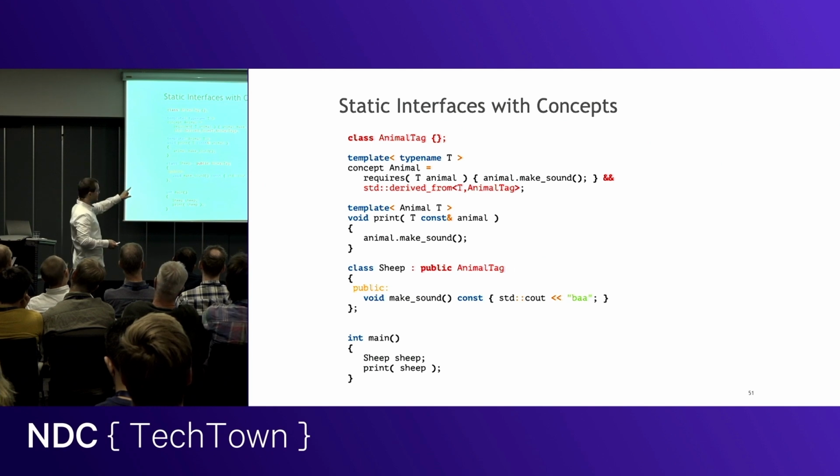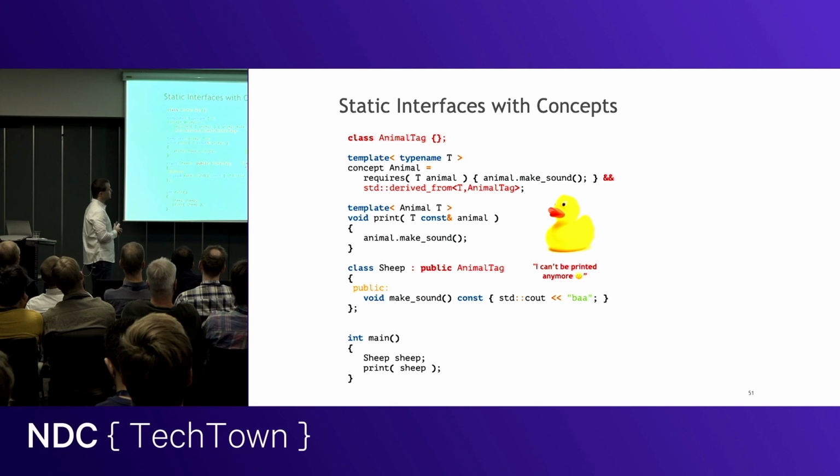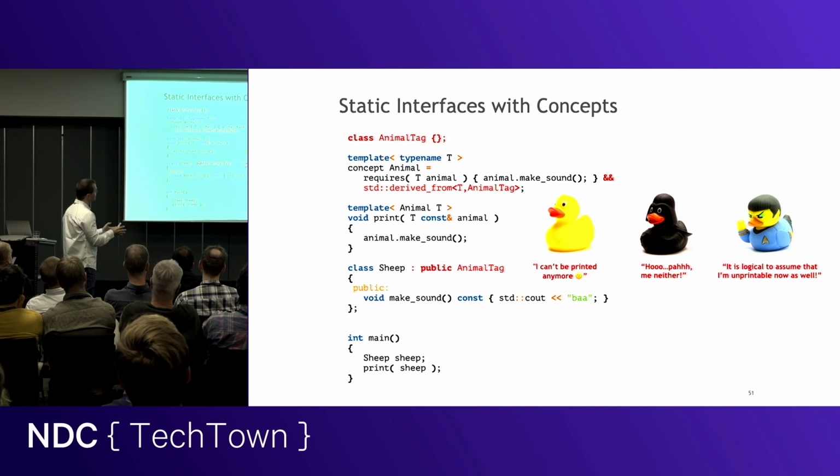And that's exactly what static interfaces are about. It's about creating this family of types, a specific group of types that opts into being an animal. And now this poor guy cannot be printed anymore. Me neither. And it's logical to assume that I'm unprintable now as well. So suddenly it's not duck typing anymore, suddenly it's specific. This is exactly what static interfaces are about. This is what we've used CRTP for. And so, okay, I give you that.